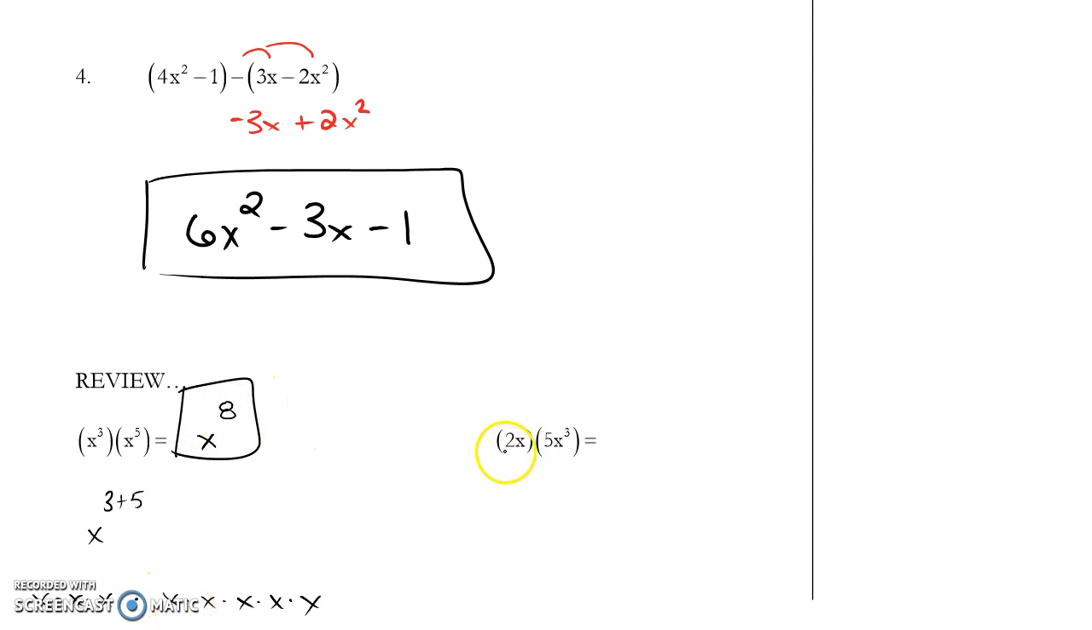If I have a coefficient, multiply your coefficients. 2 times 5. Add your exponents. I have an exponent of 3. If there's no exponent listed, there really is an exponent of 1, so that becomes 1 plus 3. This gives me 10x to the 4th.